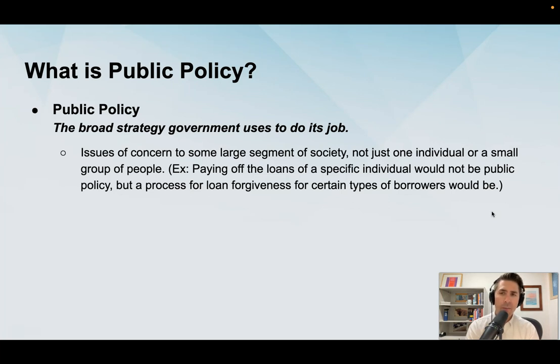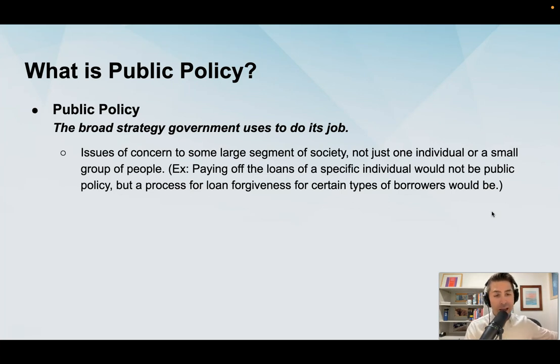When we're talking about public policy, we're talking about issues of concern to a large segment of society. It's not just one individual or a small group of people. What does that mean? Well, if the lights go off in my house and it's not affecting anybody else, but my power's out, I'm going to call up the power company. They're regulated by the government. They're going to send somebody out to the house and fix it. That's not an act of public policy. This is just one thing affecting me.